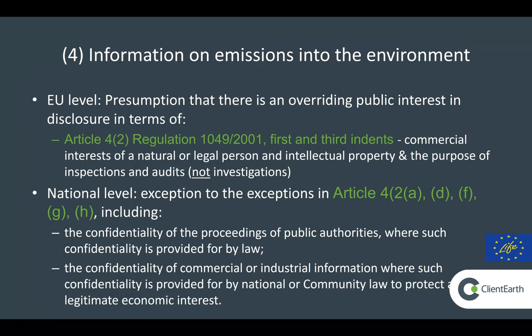So finally, now that we've walked you through all of these exceptions that we encounter most regularly, I want to talk to you about information on emissions into the environment, which is what we call the exception to the exception. In relation to some of the exceptions in Regulation 1049 and in the EARL directive at national level, once you demonstrate that the information you're requesting falls under the definition of information on emissions into the environment, then it's simply no longer possible for the institution or the public authority in question to invoke certain of the exceptions.